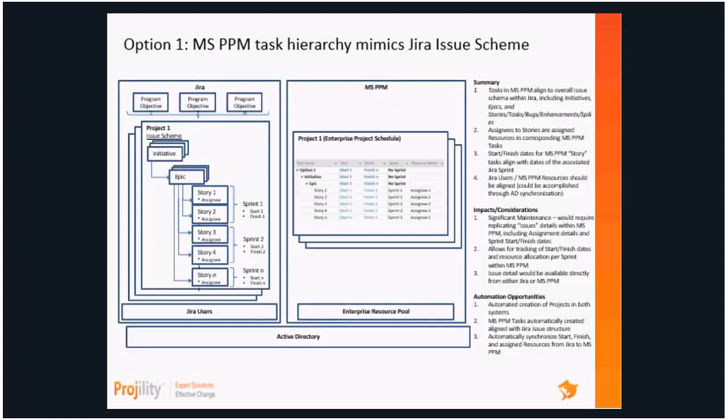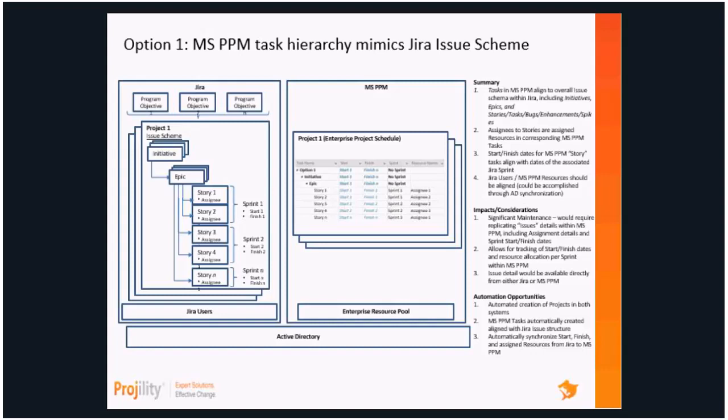This is an example here of an option of integrating Project Online with a task hierarchy that's in a Jira issue scheme. So on the left we have Jira. At the top level of Jira we have program objectives. Then below that we have a project, which we're going to have a match for. Then we're going to have an issue scheme, which has an initiative, an epic, stories, and people assigned to those. And within each of those stories you're going to have one or multiple sprints that have start and finish dates. So you've got people in Jira that are updating that information.